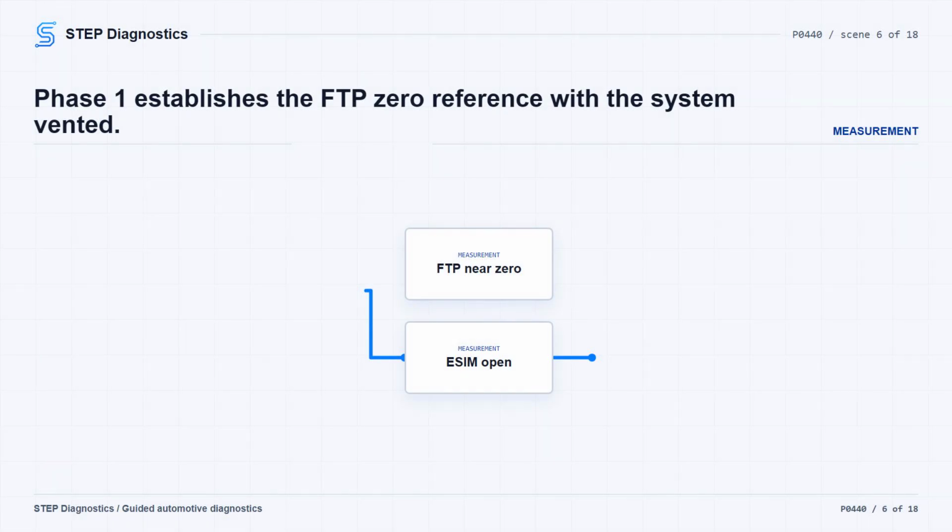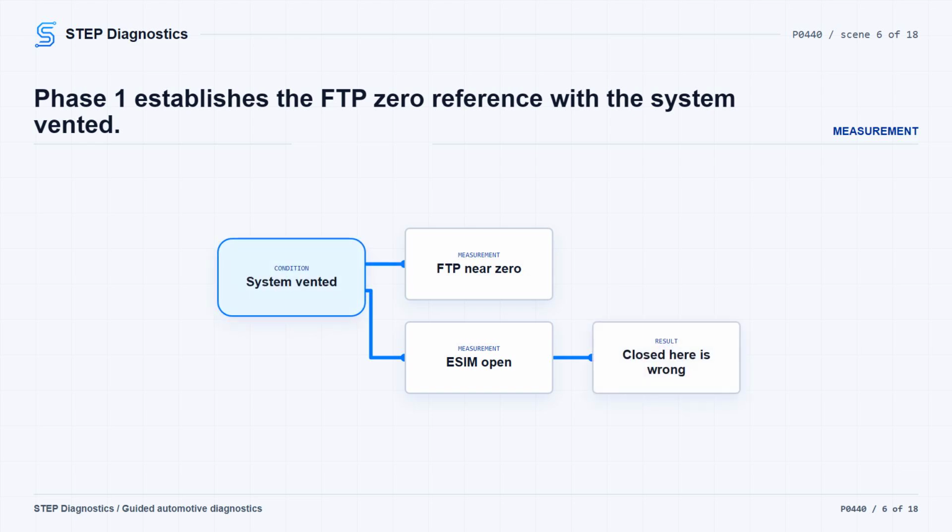Phase 1 is the zero reference check for the FTP sensor. With the ignition on, vent the system to atmosphere and watch the data. You can vent it by removing the gas cap, opening the capless filler, or actuating the purge solenoid for 1 minute with the scan tool. Document the ESIM switch state and the FTP sensor reading. The ESIM switch should be open, and the FTP sensor should read near 0. Whatever the vented FTP reading is, use that as the zero reference, even if it is not exactly 0.